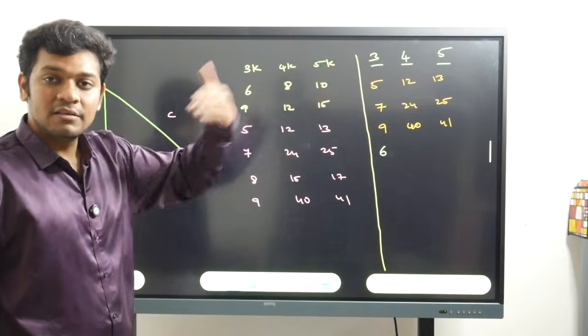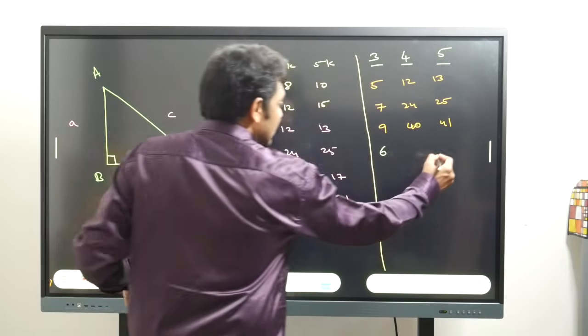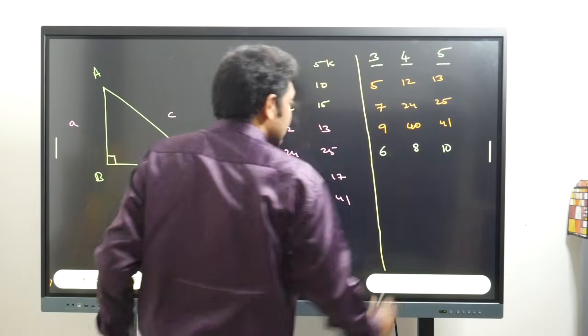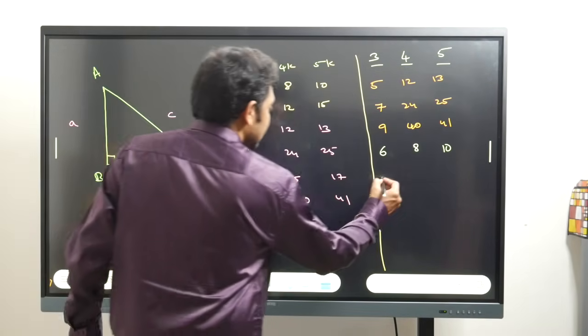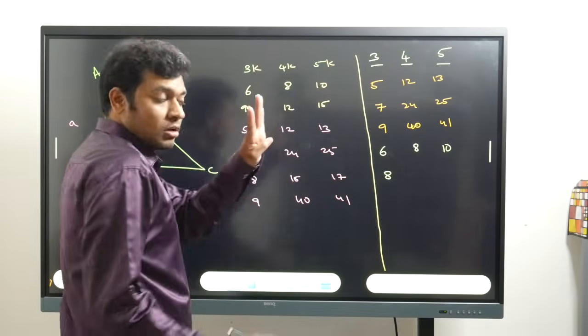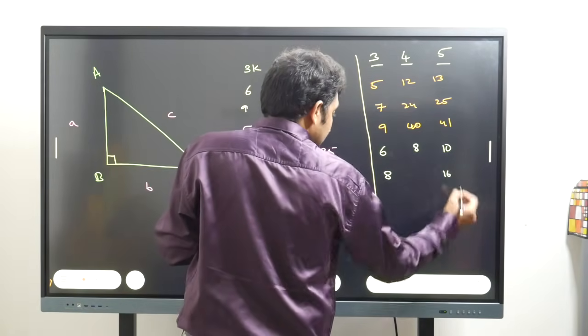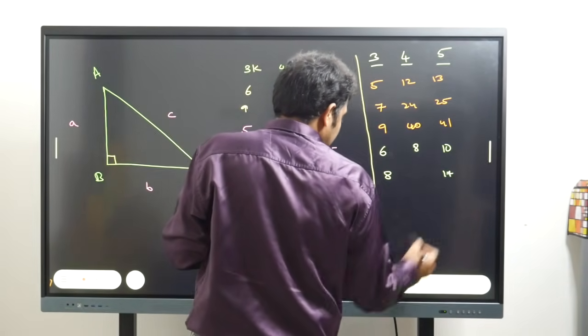So for an even number, divide by 2, then square it. 6 by 2 is 3. 3 square is 9. 9 plus 1 is 10, 9 minus 1 is 8. So 6, 8, 10 will be a Pythagorean triple. Say some other even number, say 8. 8 by 2 is 4. 4 square is 16. 16 plus 1 will be 17.